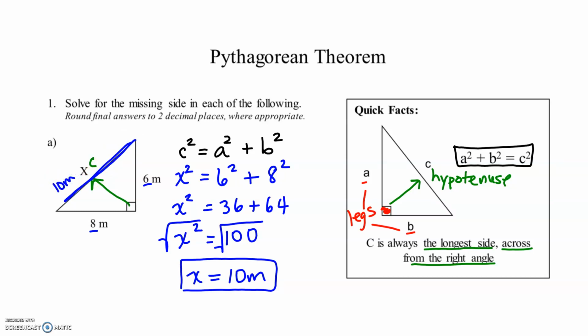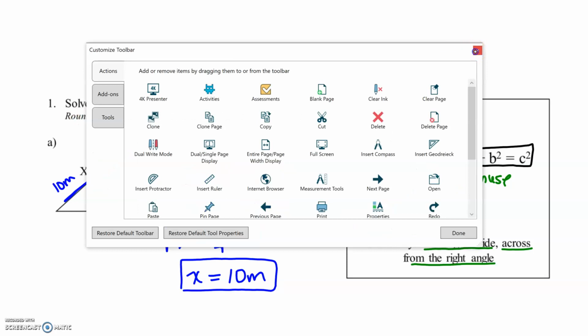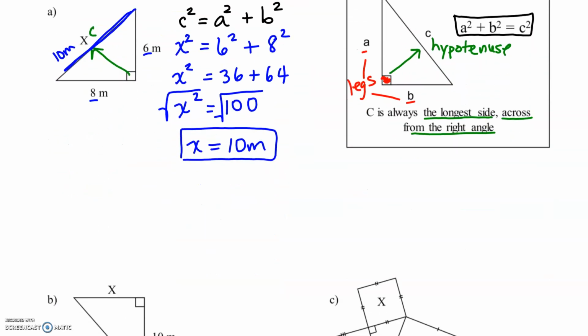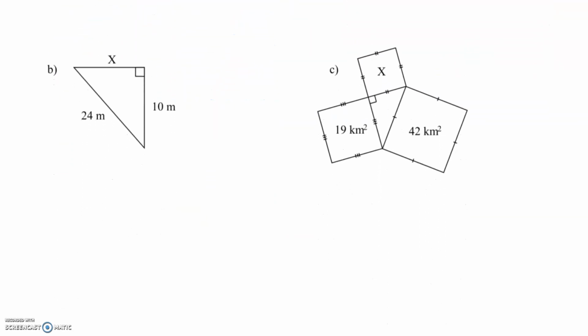Now, I want to double check my rounding rules. So it says here that we're going to round final answers to 2 decimal places where appropriate. In this case, where appropriate, I don't have to round it. It worked out to a nice whole number. So we'll keep in mind, though, 2 decimal places if needed. All right, let's go down to B.